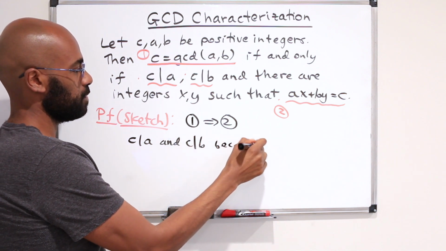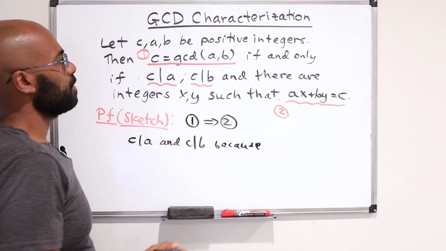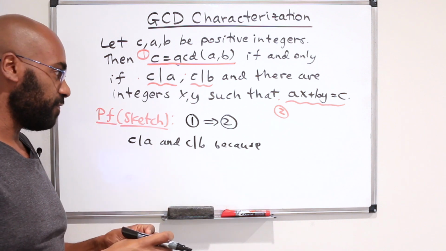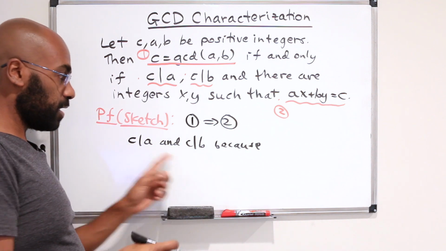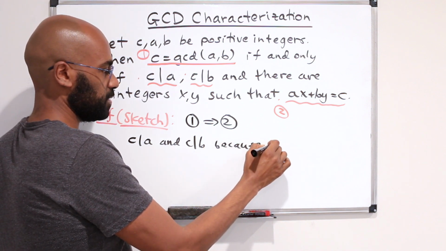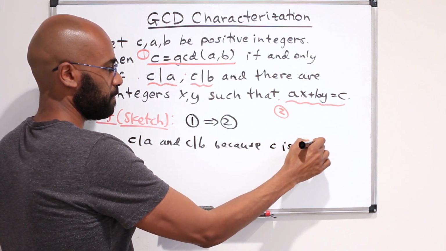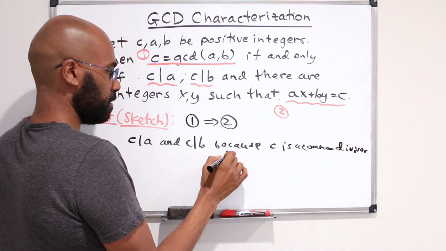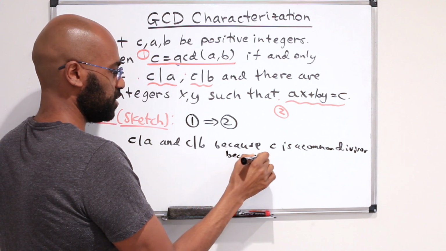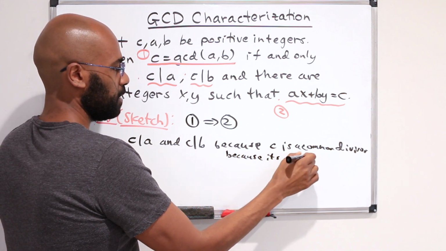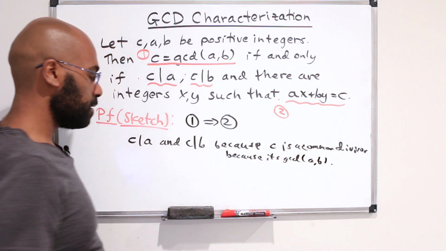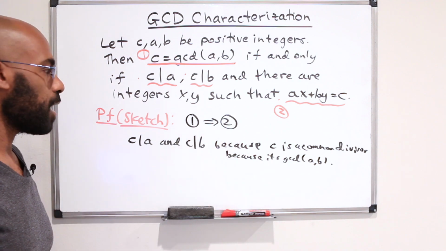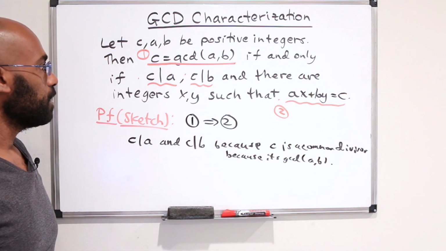because, well, why? Well, C is the greatest common divisor of A and B, so it definitely is a common divisor, right? So it does divide both because C is a common divisor. Because it's the GCD. This doesn't seem like we're actually proving something. It seems like we're restating exactly what this means. But this is part of being a greatest common divisor, so it's a little awkward, I understand.